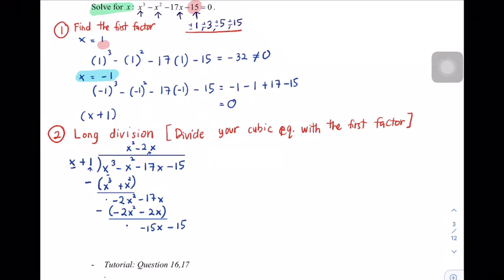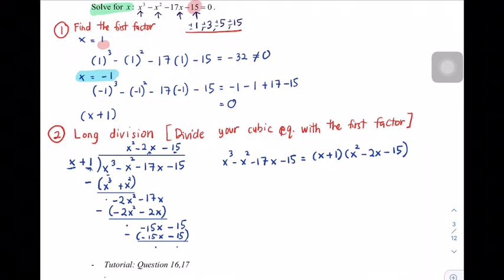So x to become negative 15x, you have to multiply by negative 15. So negative 15 times x, negative 15x, and then negative 15 times 1, negative 15, in which if you minus, 0, no remainder. Okay, so how can we write this? It will become x cubed minus x squared minus 17x minus 15 is actually x plus 1, your divisor, times your quotient, which is x squared minus 2x minus 15.